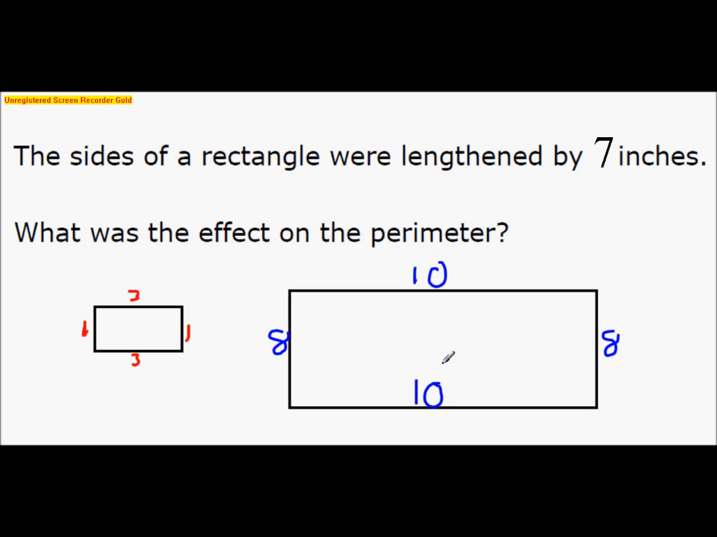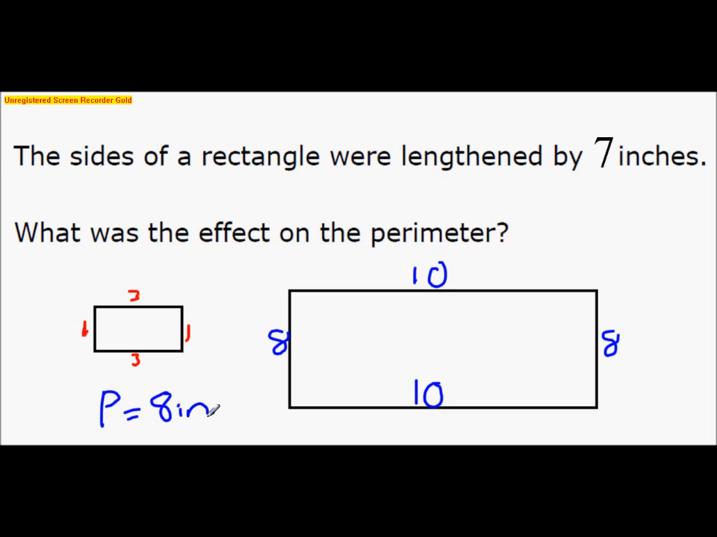Okay, and so it says, what was the effect on the perimeter? So what we're going to do is see what the perimeter of this smaller one is, and then see what the perimeter of the larger rectangle is, and see what the difference is between them. Okay, and so if you forget, the perimeter is the distance around the shape. If I were to take a ruler and measure around this outer edge of this rectangle, what would that be? So it'd be 1 inch plus 3 inches plus 1 inch plus 3 inches. So that's a total of 8 inches. So on this one over here, the perimeter equals 8 inches.